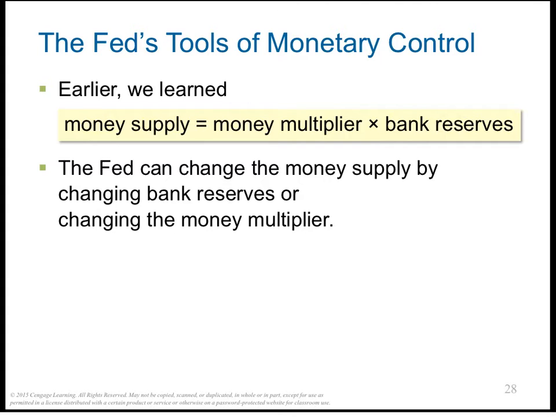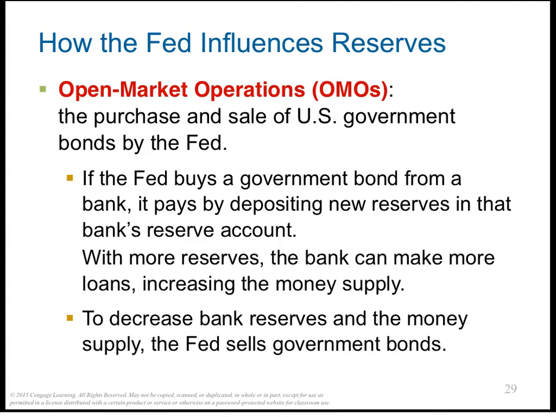So, how does the Fed influence the quantity of reserves? From previous slides, we learned that money supply is the money multiplier times the bank reserves. The Fed can change the money supply by changing bank reserves or by changing the multiplier. The first part of the tools is about influencing the reserves, and when the Fed changes the quantity of reserves, it's actually affecting the amount of money supply in the economy. But the question is how.